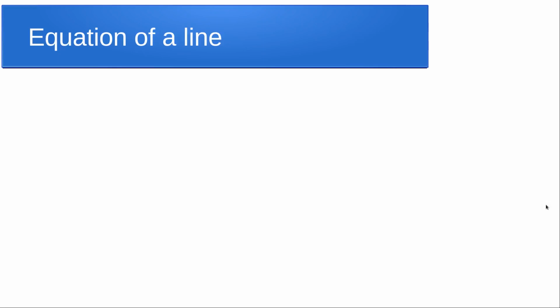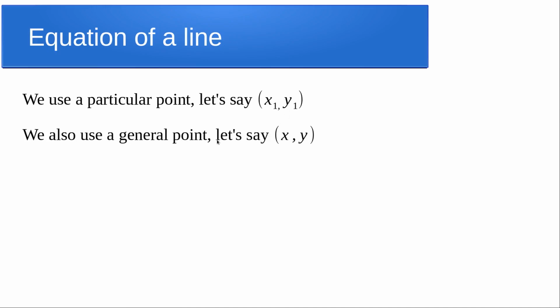In this video we're going to learn how to find the equation of a line. We start off with a particular point (x1, y1), which we'll know the actual coordinates for, and then we want to find a connection with a general point (x, y), which is any point on the line. We'll find a connection between these two values, and then rearrange that to get the equation of the line.